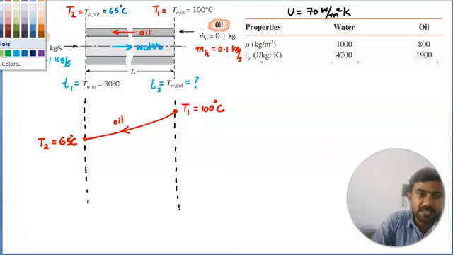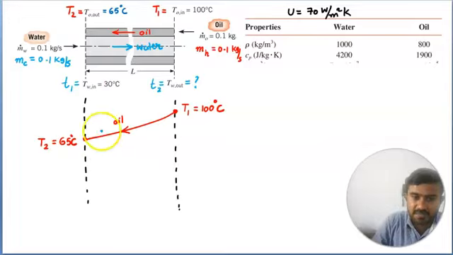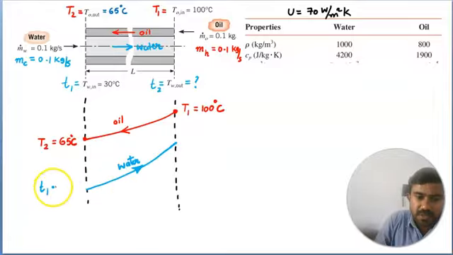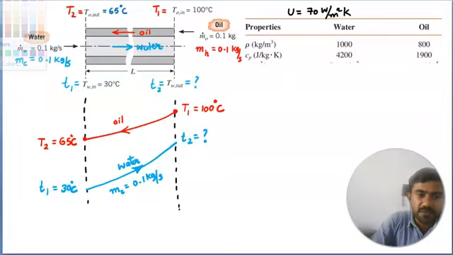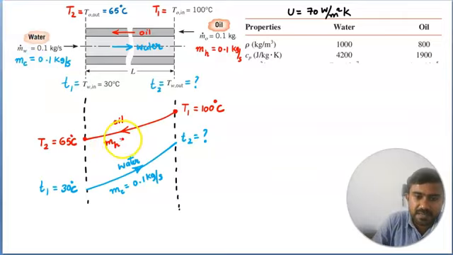Now if you look at the temperature profile for the cold fluid, which is water, water is entering at 30 and it's leaving at some temperature. So we don't know the temperature, so I'll mark it somewhere here. So this is the temperature profile for water. Small t1 is given to be 30 and small t2 is something that we have to find. And the mass flow rate of water is given. Mass flow rate of the cold fluid is 0.1 kg per second. And the mass flow rate for the hot fluid is also 0.1 kg per second.